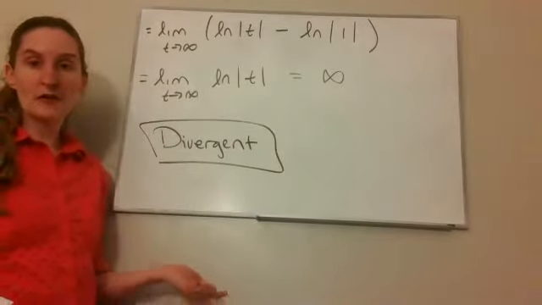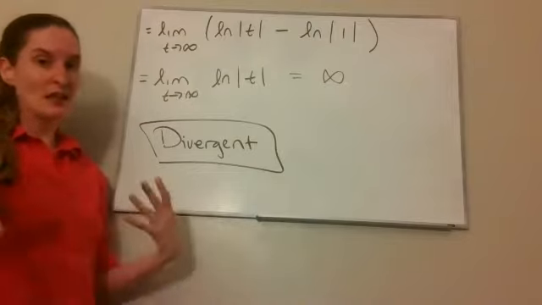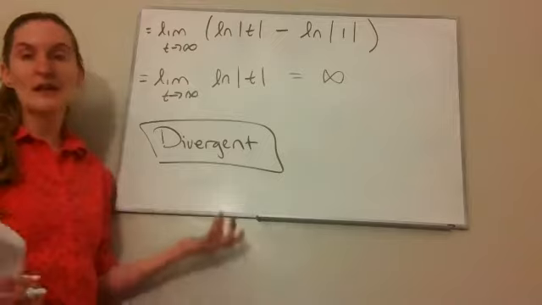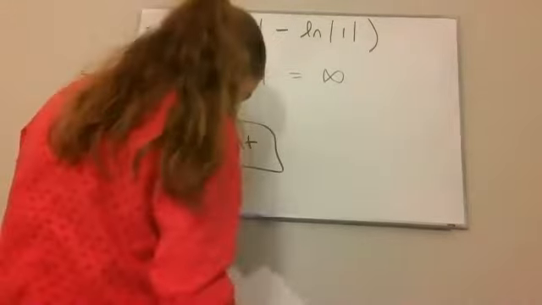And that's all there is to it. Sometimes you're going to get a finite number, other times you're going to get something infinite. If it's infinite, it diverges. If it's finite, it converges. Let's do another example.